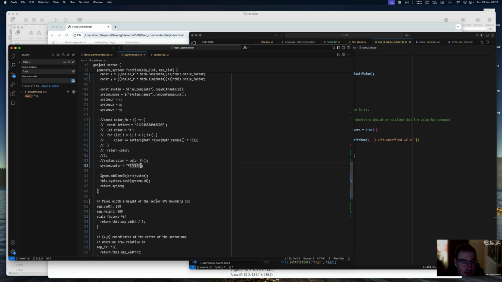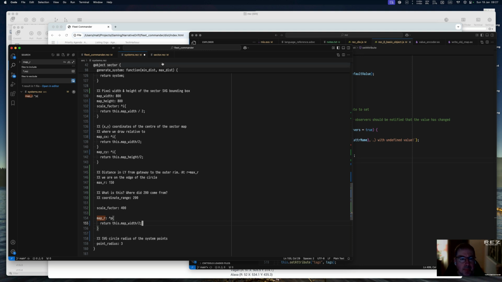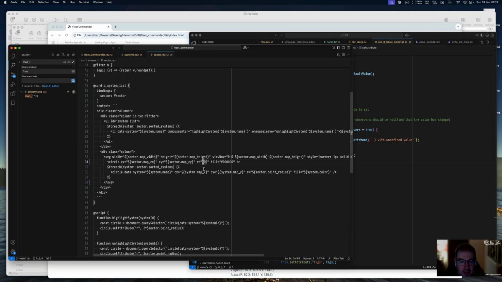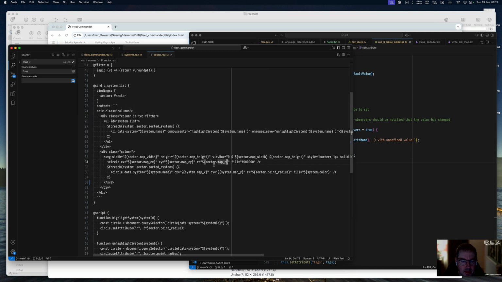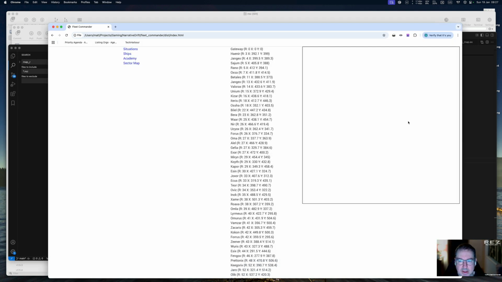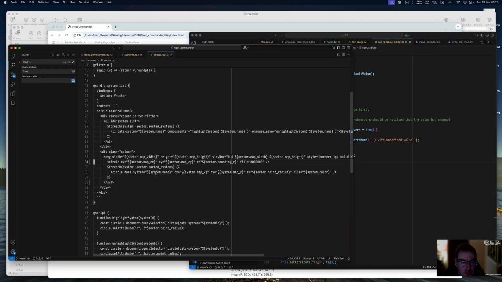So map R, wherever that's gone, return this dot map width divide 2, and we can now put this back to sector dot map R. Well, let's call this bounding R. I think that's probably slightly better. So that's not really related to anything. Okay, so now we've defined our box here, but the question is now these are not being drawn properly.